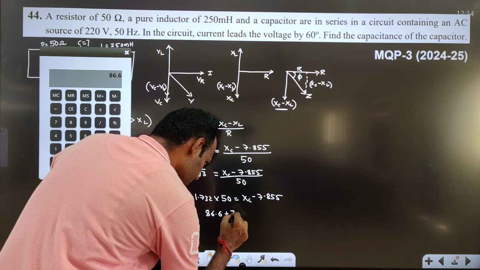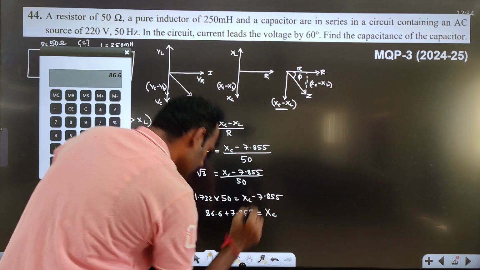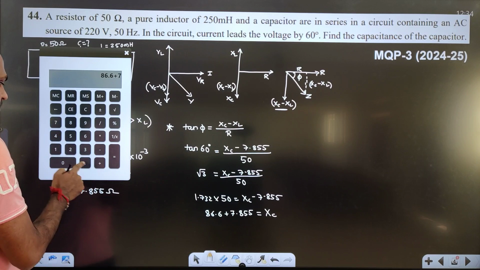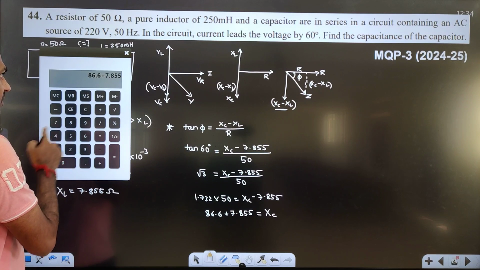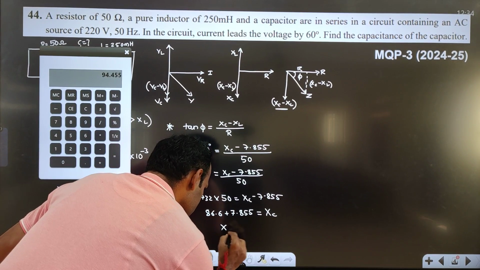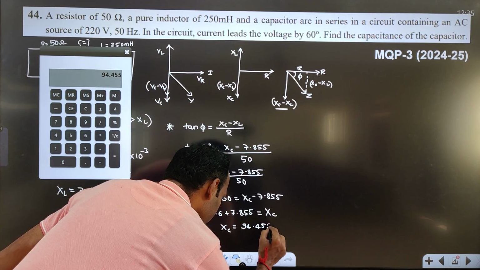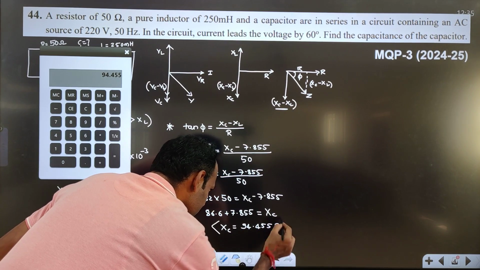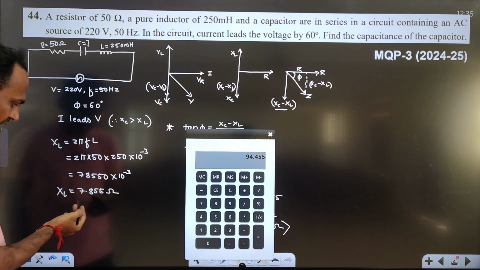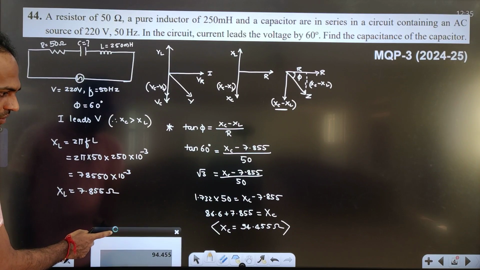So it will be plus 7.855 equal to XC. So ಇದಕ್ಕೆ add ಮಾಡ್ರಿ, add for this, plus 7.855. If you add, you will get 94.455. So XC is equal to 94.455 ohm. This much we got, XC now. XC ನಮಗೆ ಬಂತು. Initially only we had told XC is greater than XL. XL ನಮಗೆ 7.855 ಬಂದರೆ, XC ನಮಗೆ 94.455 ಬಂದರೆ.